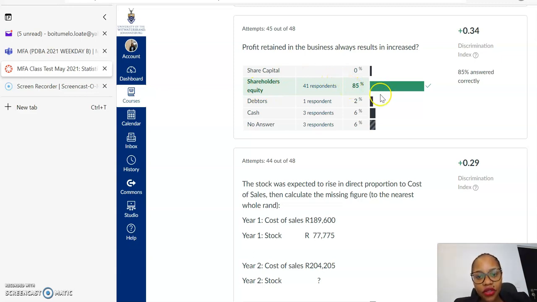85% of the candidates got this correct. Okay, the people that got debtors and cash were completely wrong. Profit increases your shareholders' equity. It has nothing to do with your debtors and your cash balance.